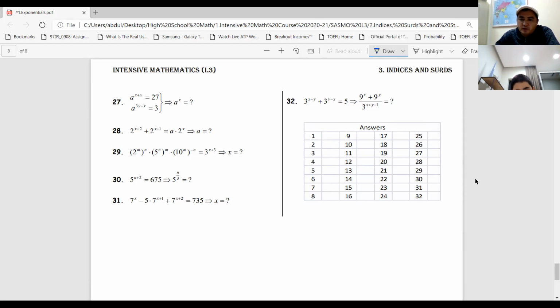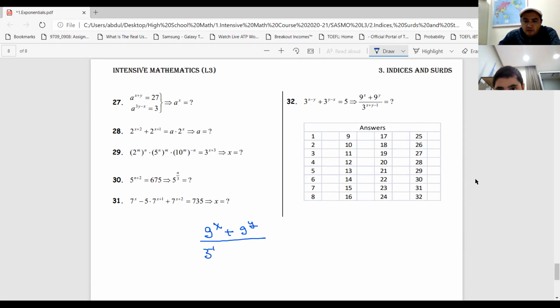Look, Ibrahim, very easy way. Let me just show you here. 9 to the power of x plus 9 to the power of y over 3 to the power of x plus y, times 1, right? Minus 1. I can write it as 3 to the power of 1 times 3 to the power of x plus y, which is equal to, now 3 to the power of negative 1.